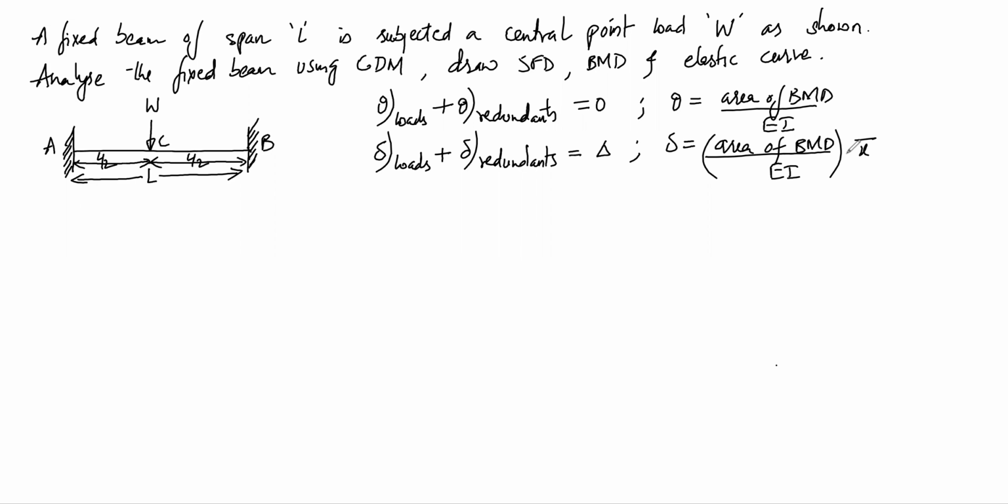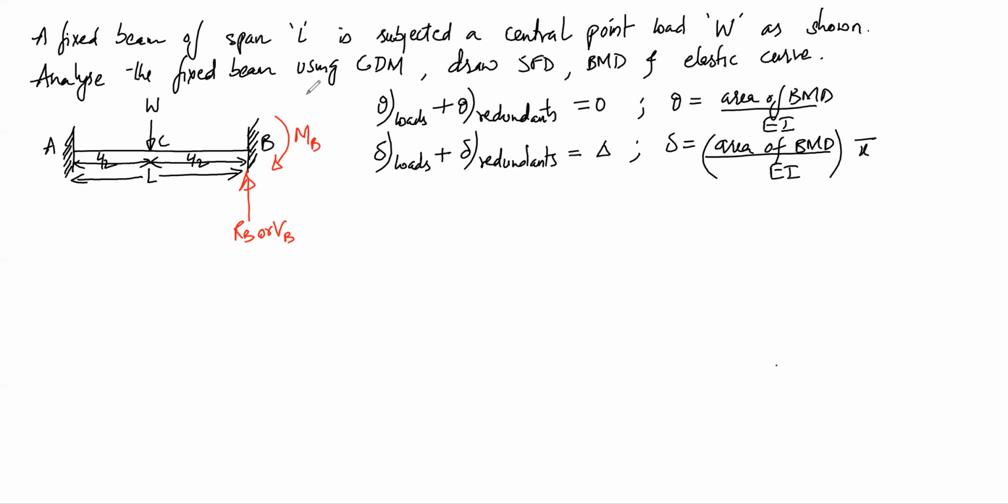So here the first step is we will have to choose the redundants. So I will choose the redundants as RB, or you can say VB, and the moment MB. I know at a fixed support there will be a vertical reaction and there will be a moment, so I'm choosing these two reactions as the redundants. The direction of the redundants is up to you. You can choose any direction.